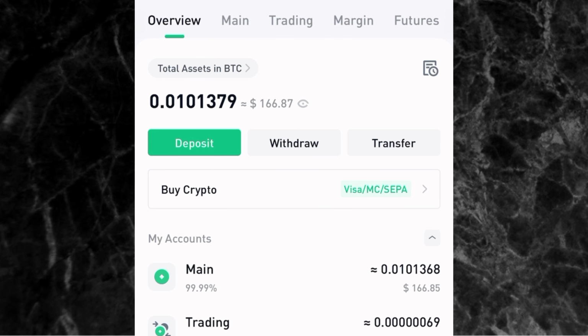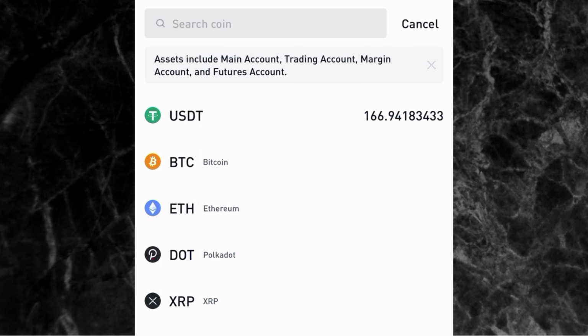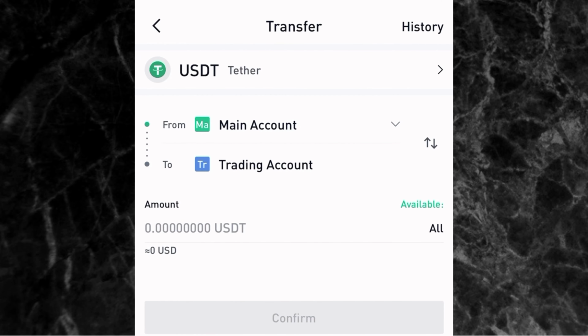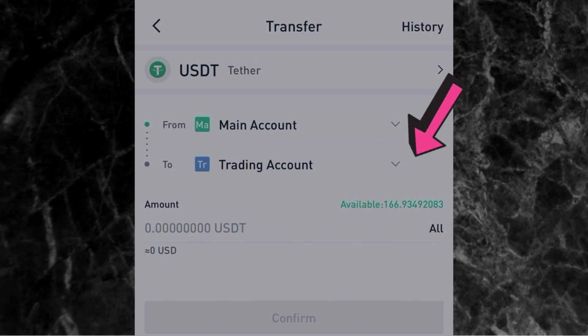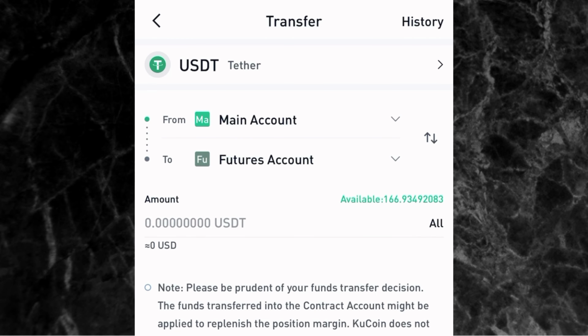Now, to do that, you come straight to where you have transfer right here and tap on it. And then you tap on the crypto or the asset you want to transfer. So for this video, I'll be transferring USDT. So you tap on USDT right there and then you pick from where you are transferring from to where you want to transfer to. So we are transferring from the main account to the futures wallet. So you pick the drop down arrow right here and at the bottom side of the screen, you pick futures account. And then the next thing is to enter the amount you want to transfer.